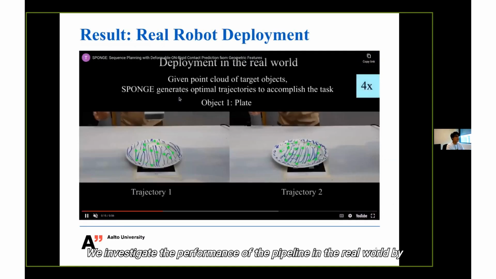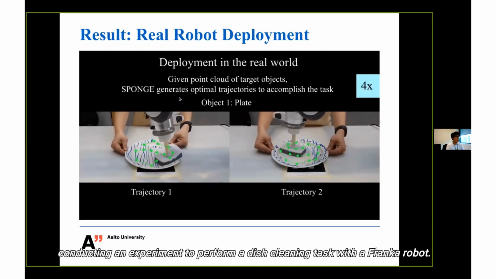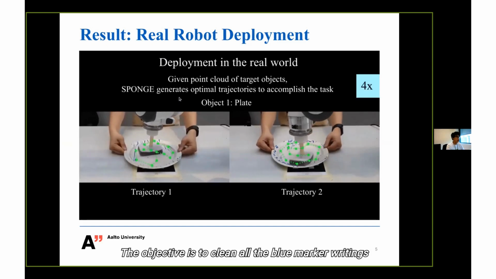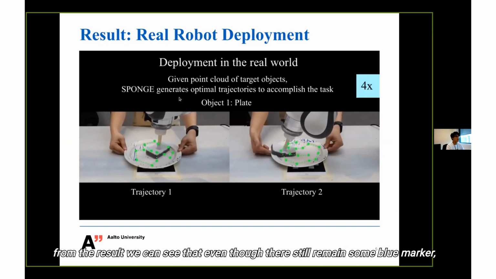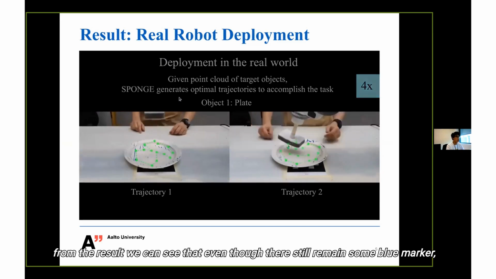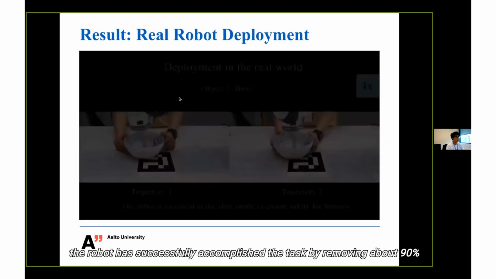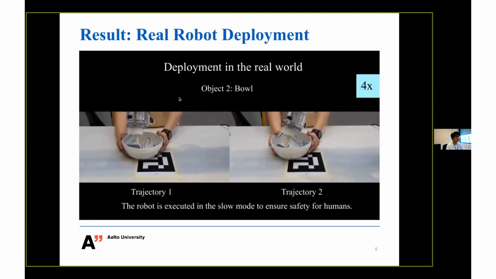We investigate the performance of the pipeline in the real world by conducting an experiment to perform a disk cleaning task with a Franka robot. The objective is to clean all the blue marker writings. From the result, we can see that even though there still remains some blue marker, the robot has successfully accomplished the task by removing about 90% of the blue marker writing from the surface of target objects.